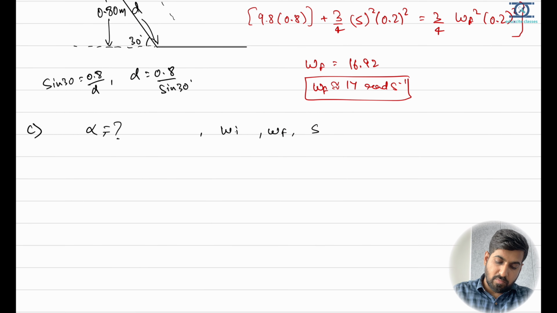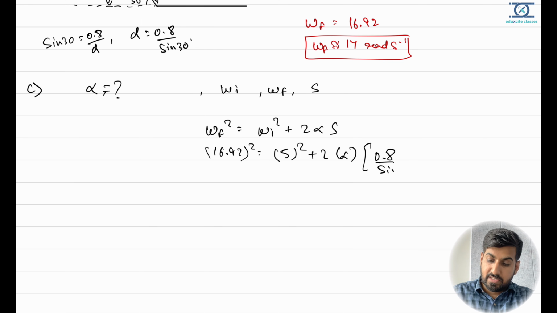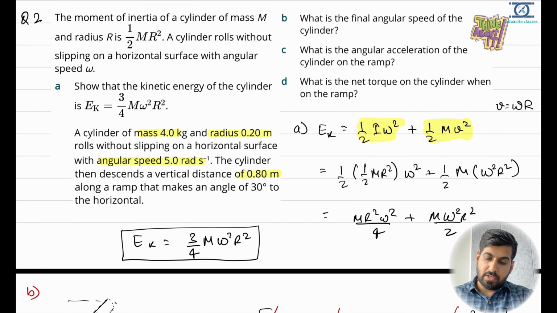So we are using omega f square is omega i square plus 2 alpha into s, which is 16.92 square equals 5 square plus 2 times alpha times s, where s is 0.8 divided by sine 30. Now when you solve this in your calculator, you will get something around 89.152 radian per second square. So you can say 89 radian per second square as the alpha for C. Okay. If you have any doubt, just comment below.